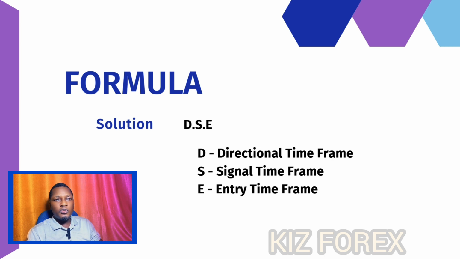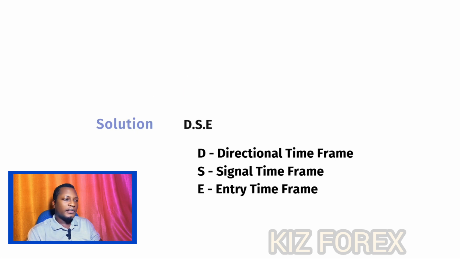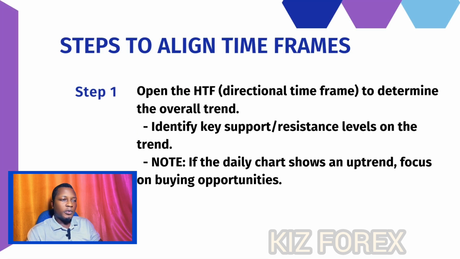What are the steps to use when you want to align your time frame? Number one, you open your higher time frame, which is called your directional time frame. This will help you determine the overall trend of the market and identify possible support and resistance levels on the trend. One thing you need to note is if your higher time frame shows an uptrend, focus on the buy opportunities only and ignore any sell opportunities.